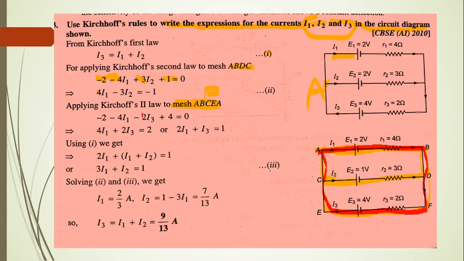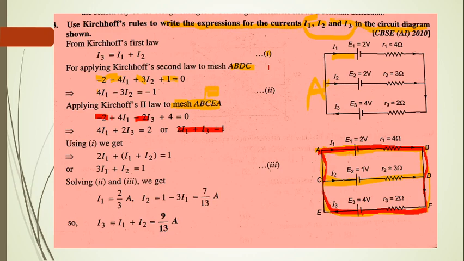Apply Kirchhoff's law. Let us start from A to B, B to F, F to E, and then A. Positive to negative, minus 2, EMF is minus 2. Again, in the direction of the current, minus 4I1. Again, here the resistance is R3, in the direction of current. So this is 2, current is I3, value of the resistance 2. So minus 2I3. And EMF negative terminal to the positive terminal, so it is plus 4, equal to 0. By arranging the terms, the equation becomes 2I1 plus I3 equals 1.